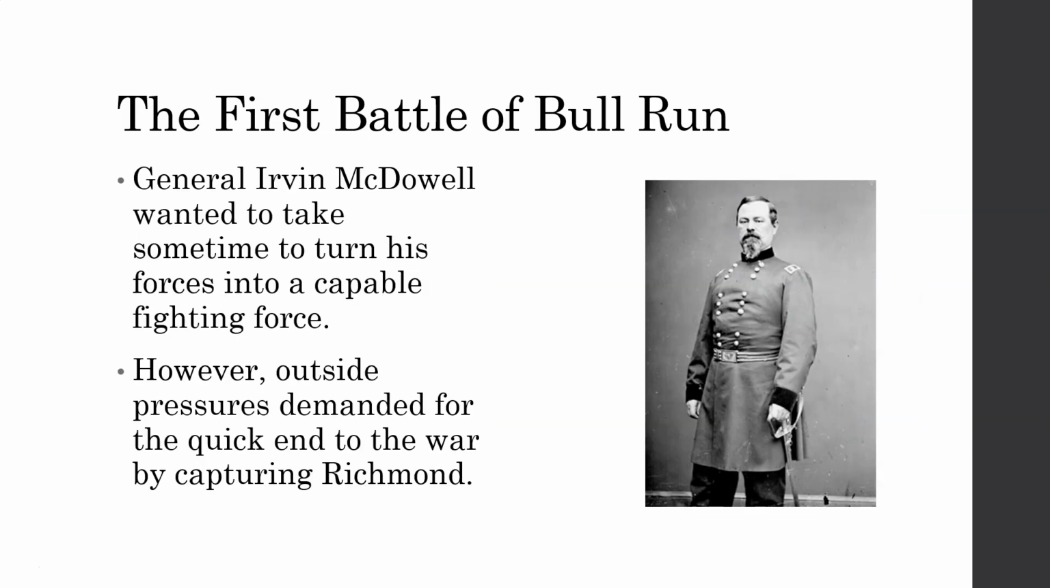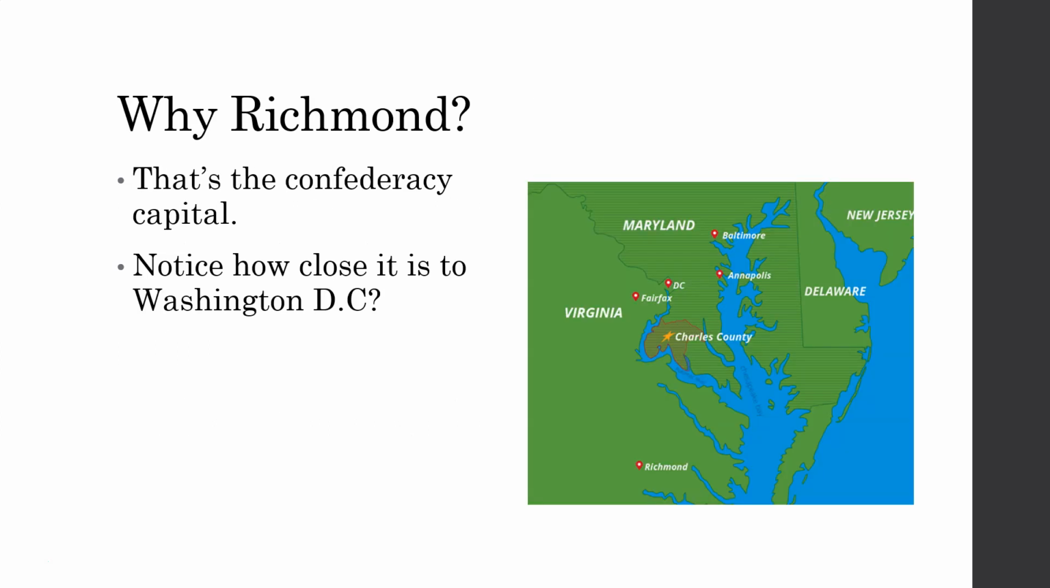Here's your first battle of the Civil War, the First Battle of Bull Run. So the general of the North, a guy by the name of Irvin McDowell, wanted to take some time to turn his forces into a capable fighting force. However, due to outside pressures, as in we need to end this war very quickly, he was forced to try to capture Richmond. Now, why Richmond? That's the Confederacy's capital. If you take down the capital of the Confederacy, then the war would be close to being over, right?